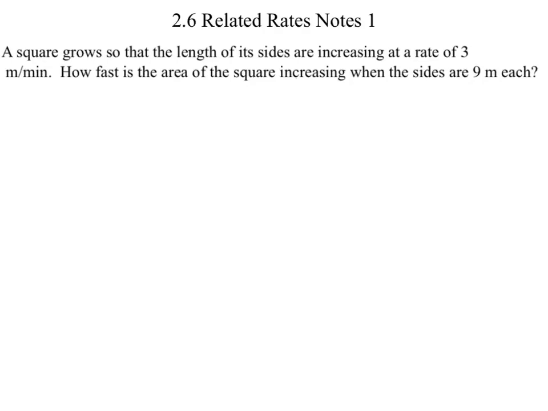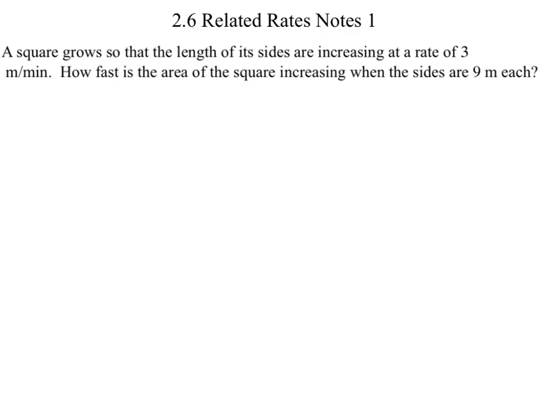In this video, we're going to learn about related rates. So for this example, a square grows so that the length of its sides are increasing at a rate of 3 meters per minute. How fast is the area of the square increasing when the sides are 9 meters each?